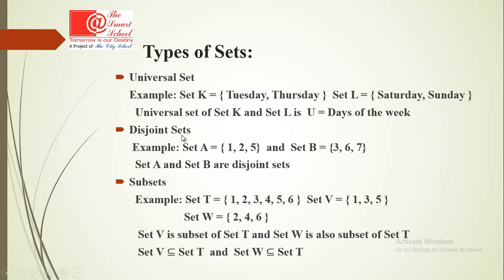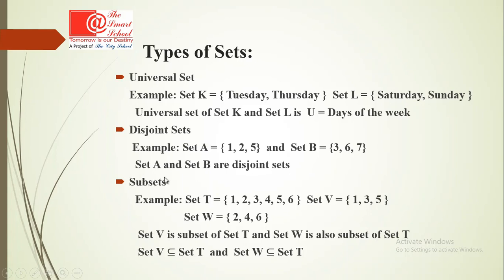Now, disjoint sets. These sets are completely separated. There is no link, no resemblance, nothing. For example, set A has elements 1, 2 and 5, and set B has elements 3, 6 and 7. No matching. They have different elements. By chance they have the same number of elements, but it doesn't matter, they are different. So set A and set B are disjoint sets.